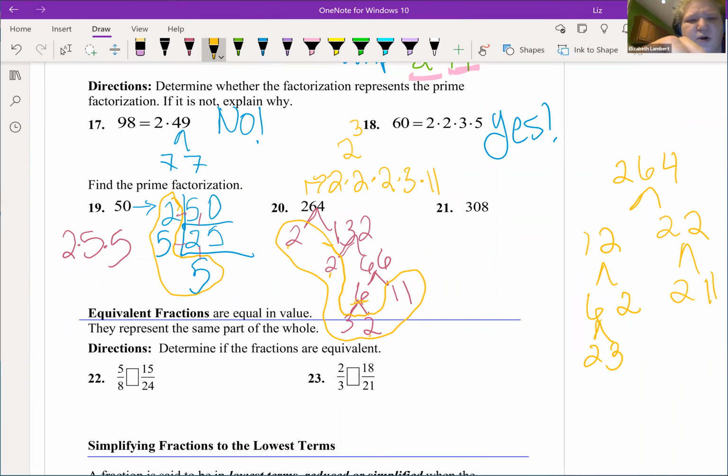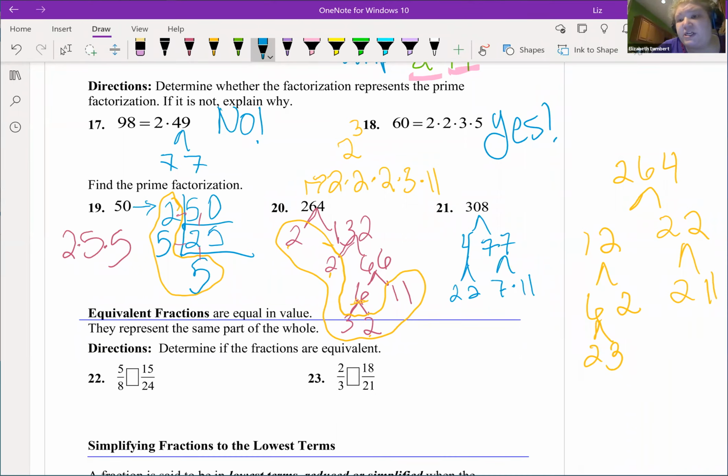And then our last crazy one here, 308. Well, it's even. And in fact, the last 2 digits are divisible by 4. So let's figure out how many times 4 goes in there. So 4 would go into 30, 28, 7 times with 2 left over. And 28 is 7 times. Oh, so we get 4 times 77. Well, we know the 4. 2 times 2. 77, just like the 66 from before, 7 times 11.